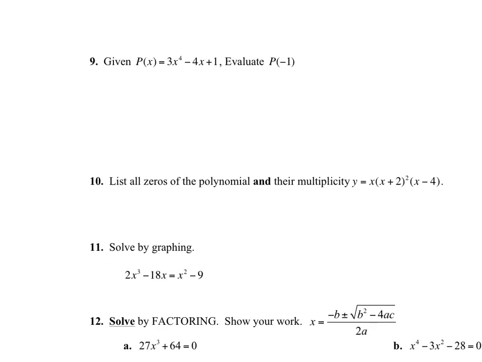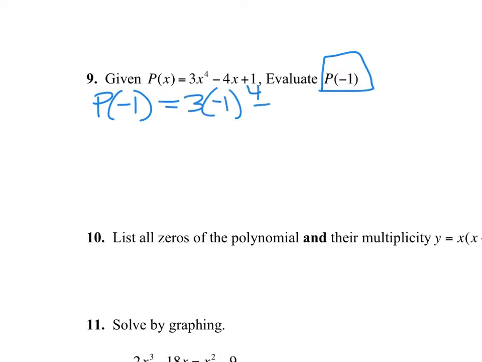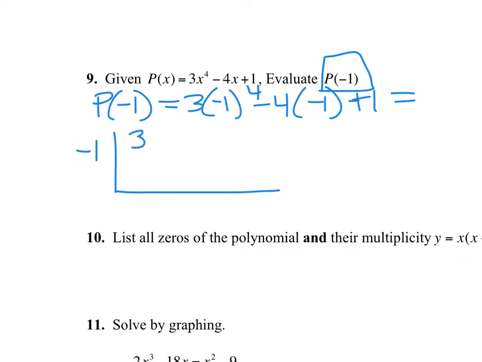Number 9. Okay, we're evaluating p of negative 1. In other words, we're taking negative 1 and plugging it in, but we're not going to do it this way. We're going to use synthetic division to evaluate. So we're going to take negative 1. Don't change it. Don't make it opposite. We are using negative 1, and we're going to do synthetic division with this polynomial. This polynomial is 3x to the 4th, 0x cubed, 0x squared, negative 4, and 1.